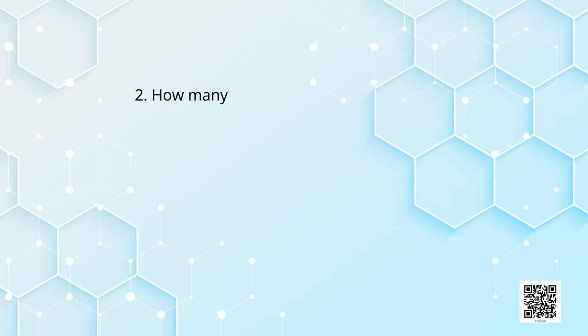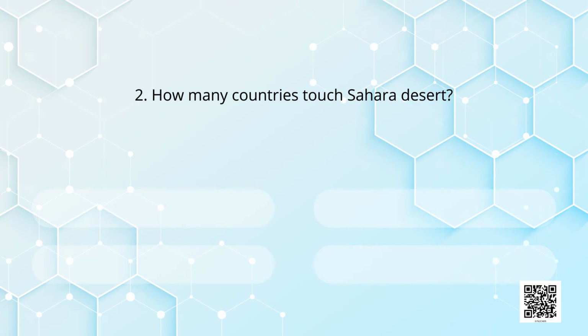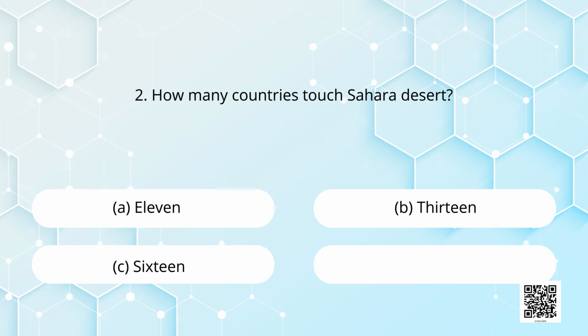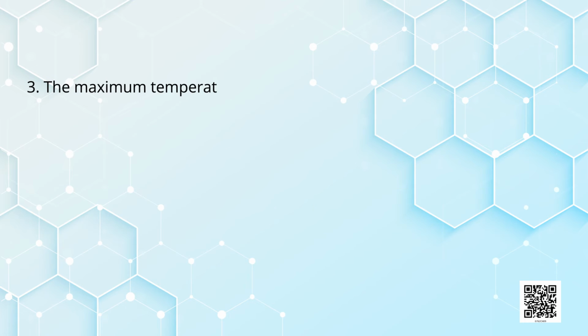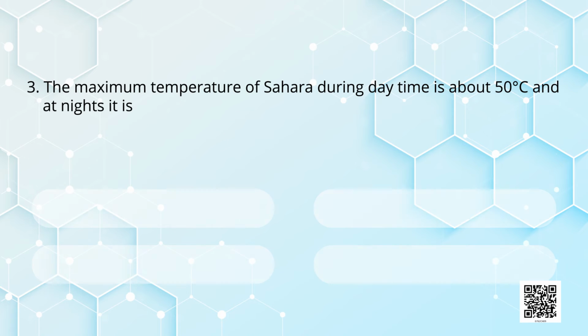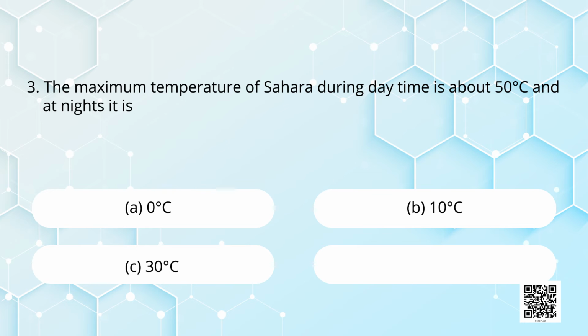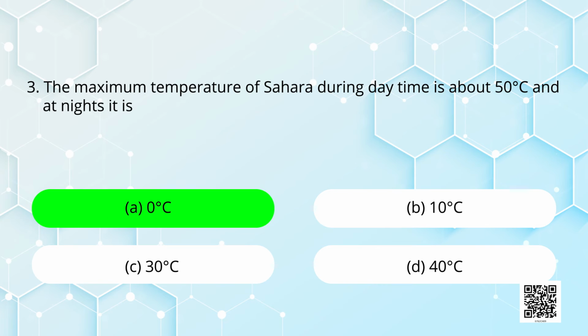Moving on, how many countries touch the Sahara Desert? 11, 13, 16 or 20? Yes, there are a total of 11 countries which touch the Sahara Desert. The maximum temperature of Sahara during daytime is about 50 degrees Celsius, and at night it is 0 degrees Celsius, 10 degrees Celsius, 30 degrees Celsius or 40 degrees Celsius? Yes, at night it goes down to 0 degrees Celsius.